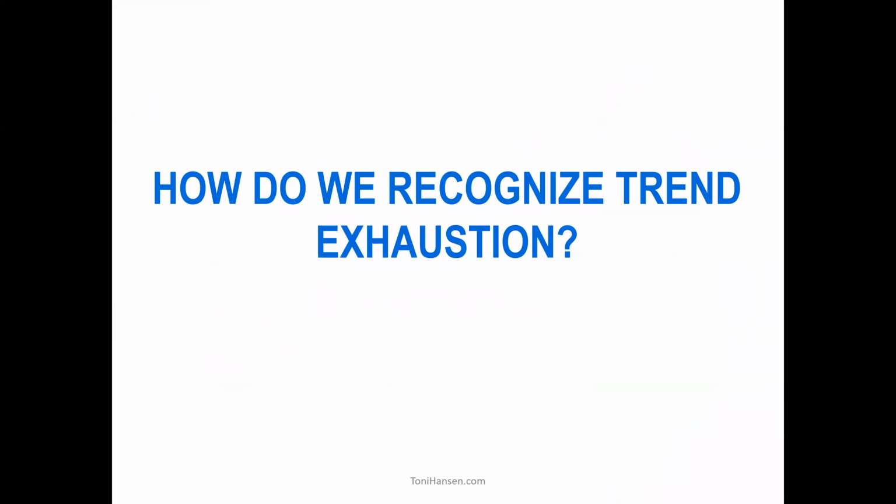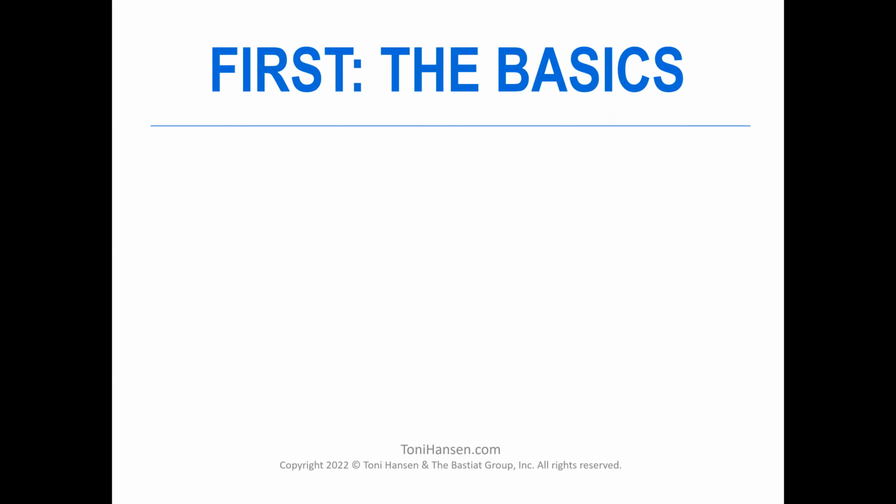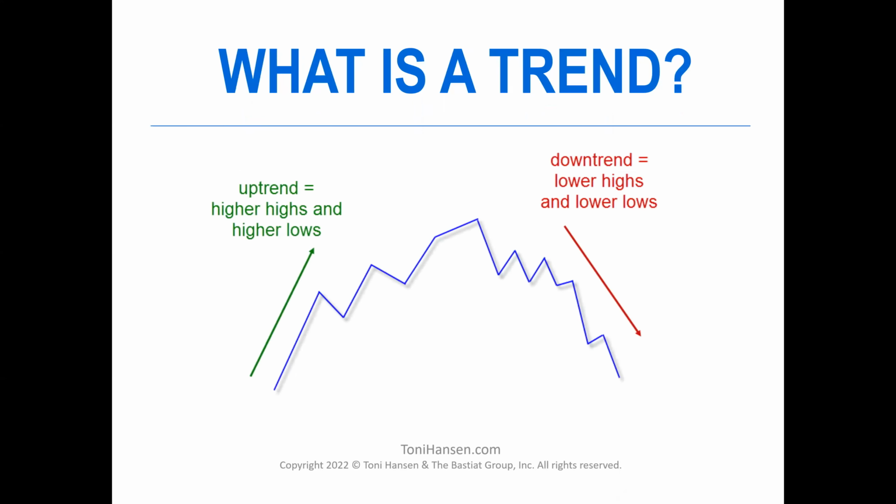Let's move on. So how do we recognize trend exhaustion? First, let's start with the basics. What is a trend? When we're talking about a trend, we're talking about the primary directional bias the market is trading in. You'll see a lot of templates for a trend. The most standard template goes like this: 3 waves up, a zone of congestion, then 3 waves down, and you might see 2-wave trend corrections in here.